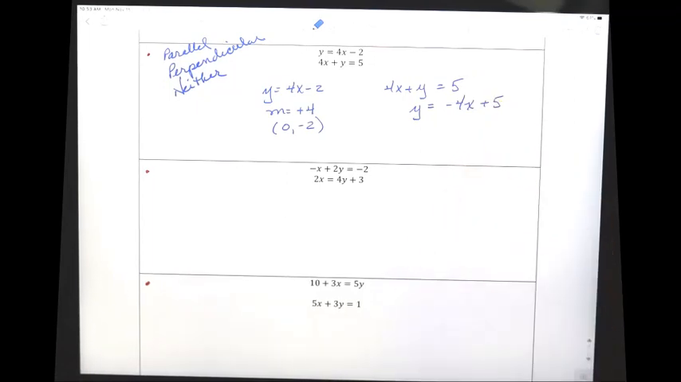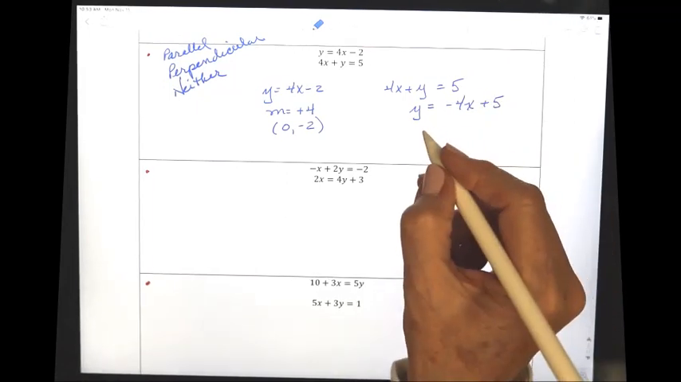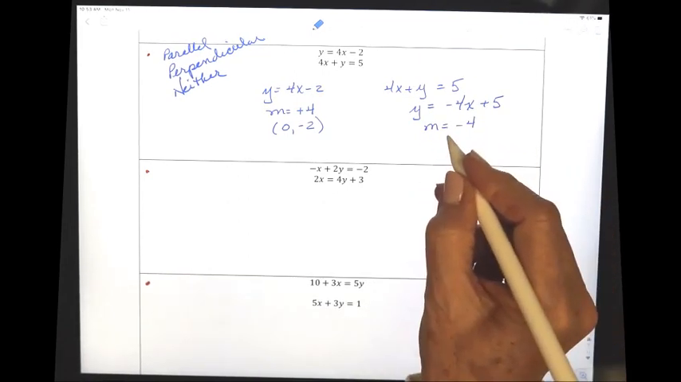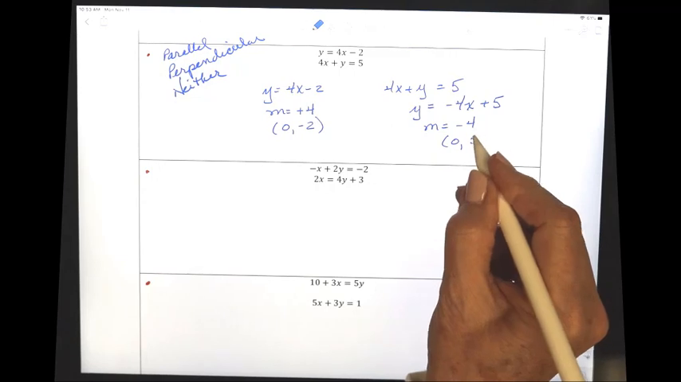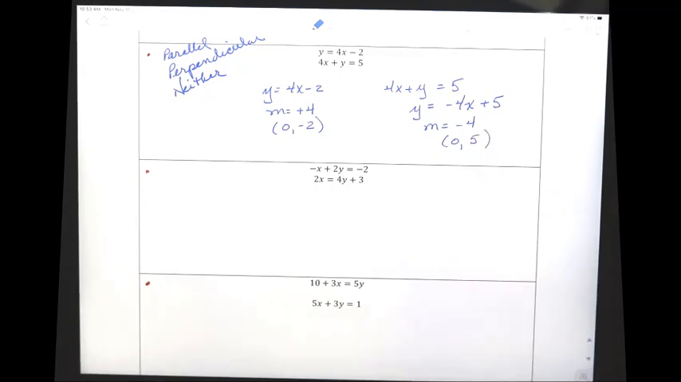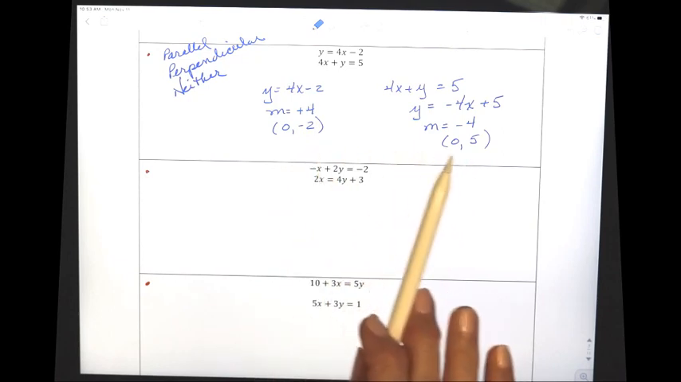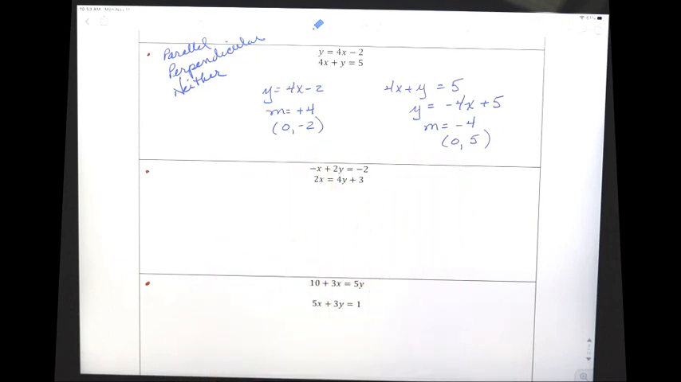So I'm subtracting 4x from both sides. I can now tell you that the slope of this line is -4, and the y-intercept is at 0, +5. So let's do a little checking here. The intercepts are different, so these could be parallel or perpendicular.